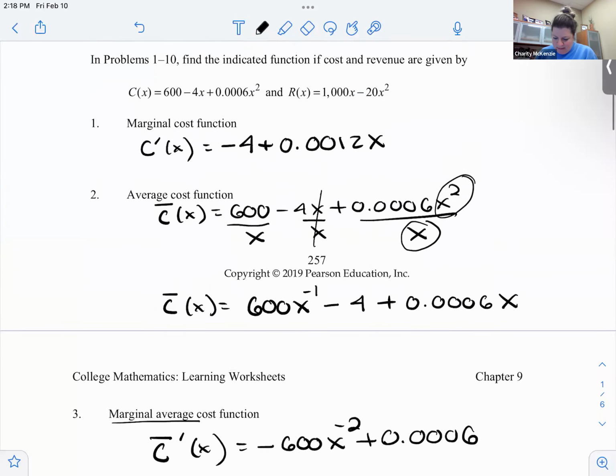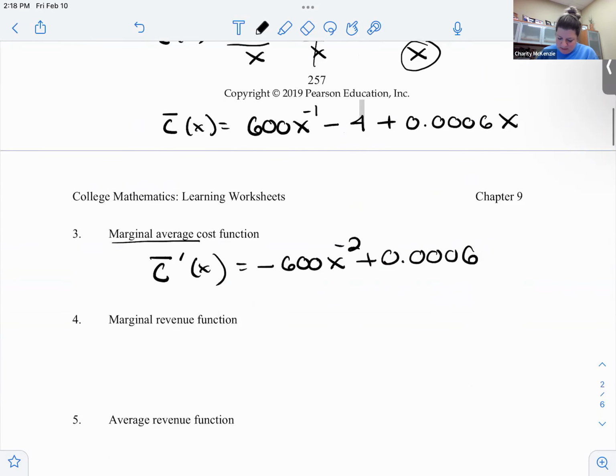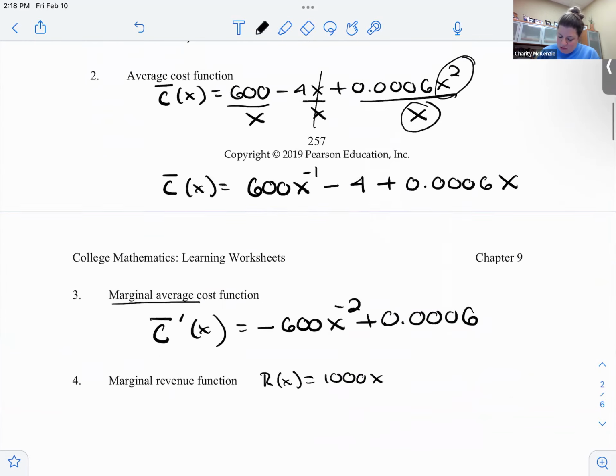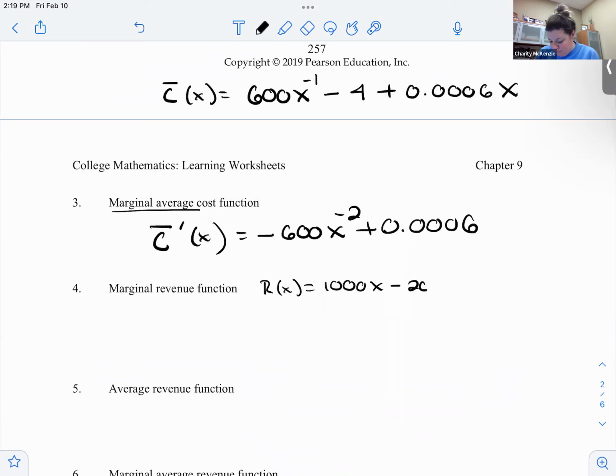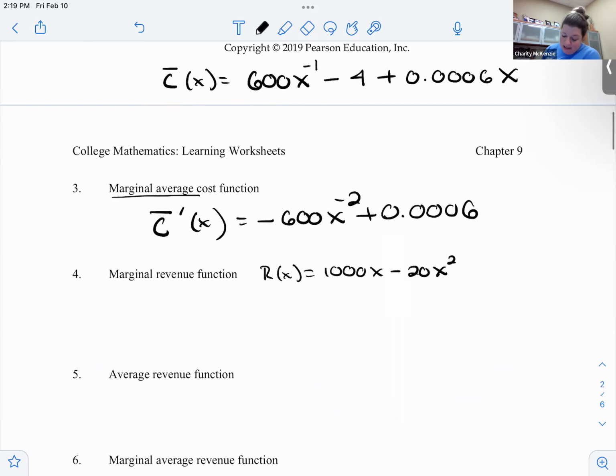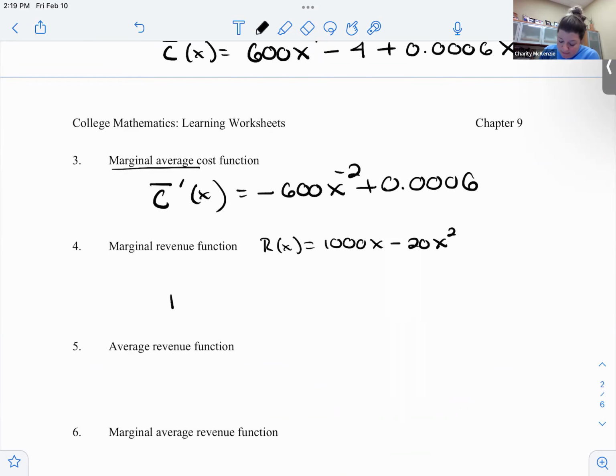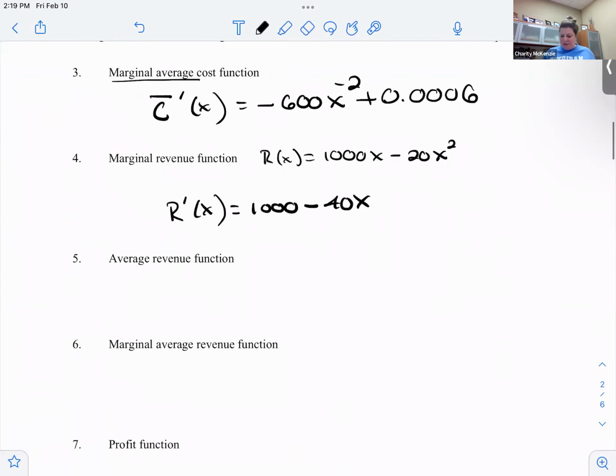Okay. But I don't remember the revenue, 1000x. Okay, so let's just write the revenue was 1000x minus 20x squared. Okay, so that's just our revenue function. So marginal revenue is going to say take the derivative, right? And we're not even using these yet, but we're just finding them at first. So marginal, that just becomes 1000. 1000x becomes 1000 minus 20 times 2 is 40. X squared becomes the x.